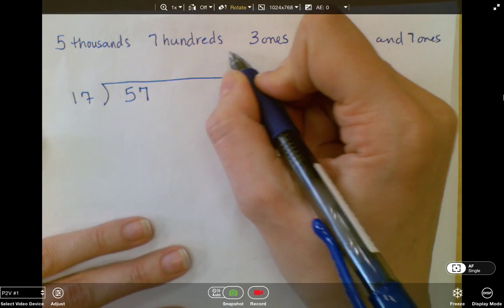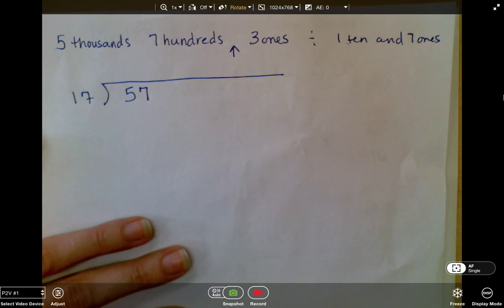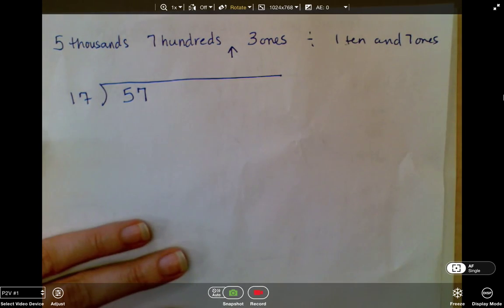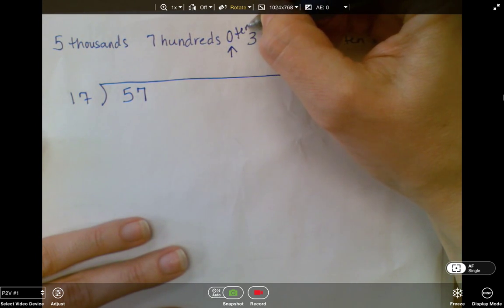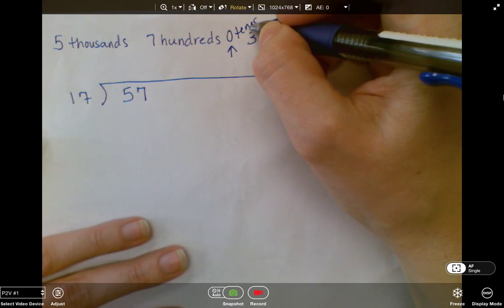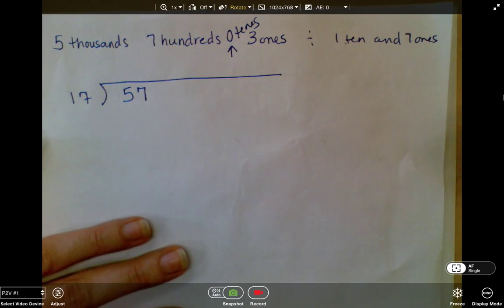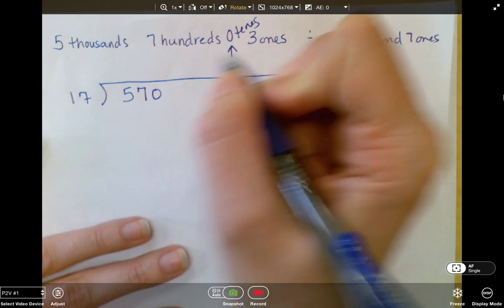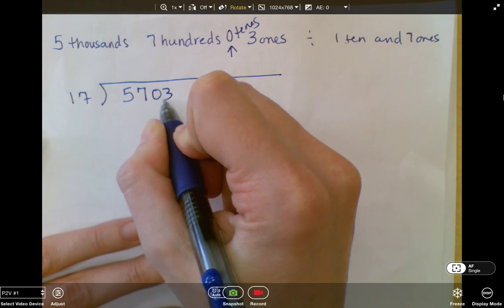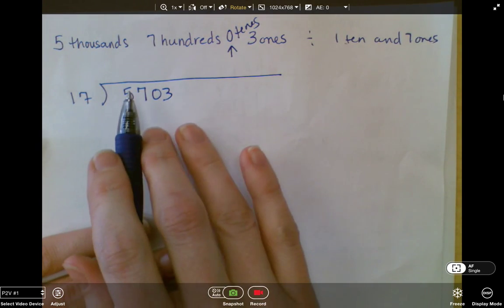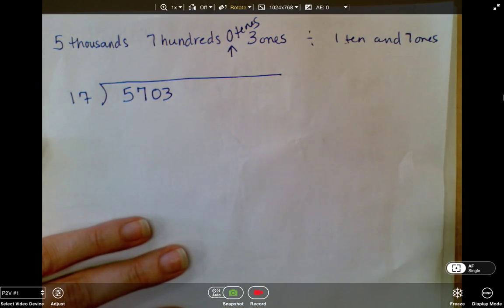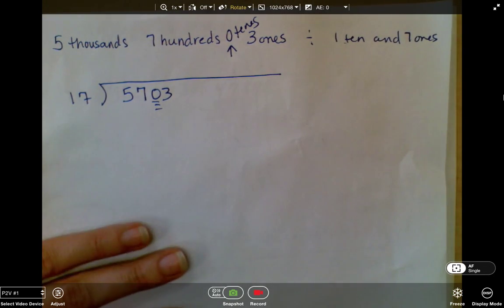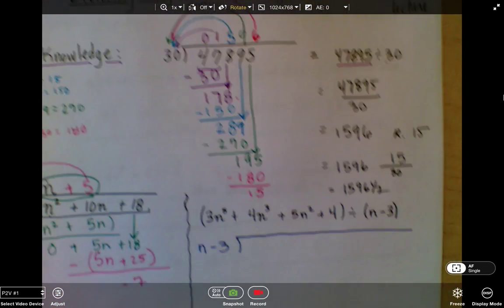Uh-oh, it almost looked like there's something missing right there. What would have to go there? Well, we would say I should have 10s written there. I have no 10s. Oops, I would have completely forgotten about that if somebody hadn't brought it to my attention. Okay, so 0 10s and 3 1s. So I'm taking 17 and I'm dividing it into 5,703. So we're going to use this idea of filling in those missing components when we work this question so you don't accidentally make a mistake.